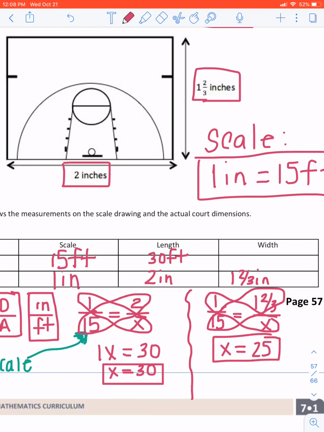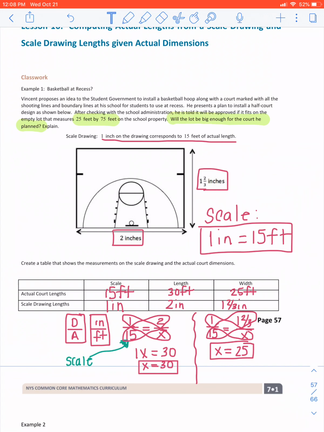Now that x is on the bottom, that means we're talking about 25 feet. So I'm going to go back up and fill that in the chart. So now we can answer the question. Okay, the question says, will the lot be big enough for the court?